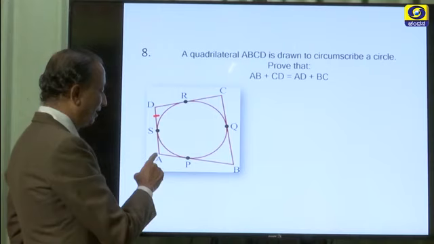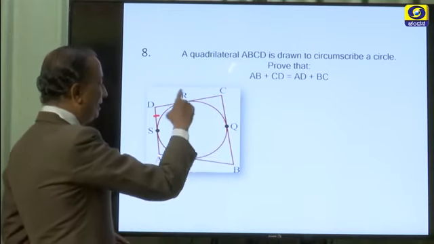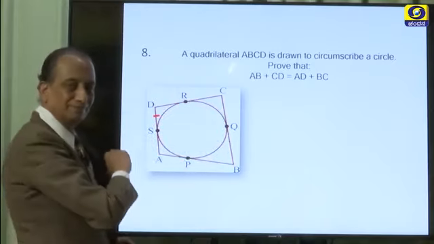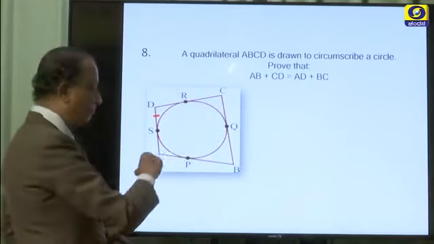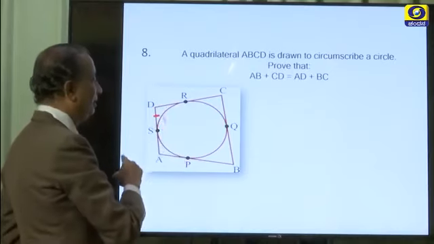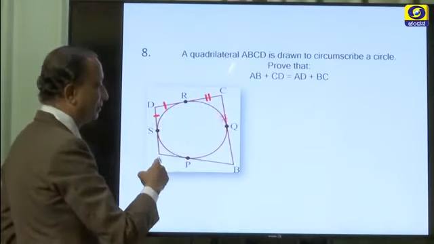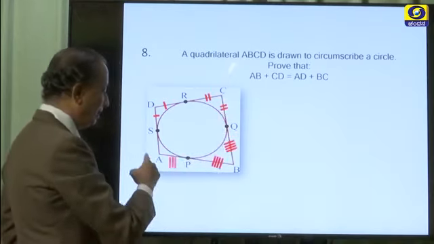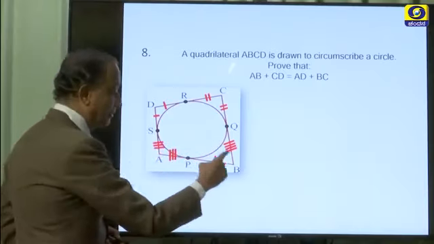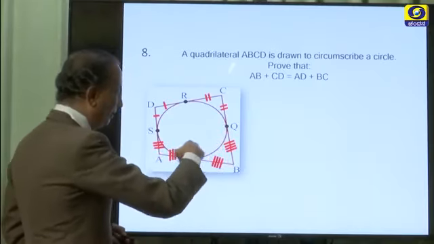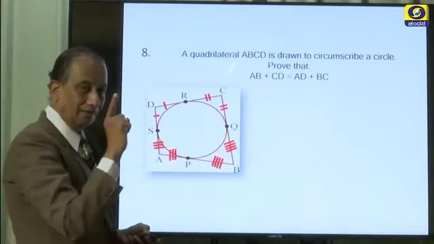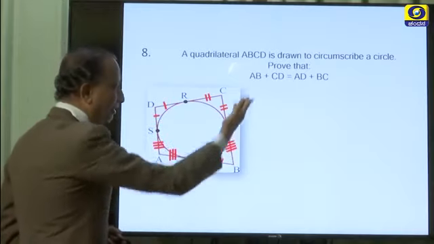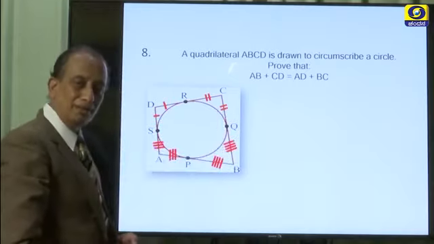So, you can consider A, B, C and D are the external points to this circle. Okay. If you consider D as the external point, then DS is equal to DR. Then, for the same reason, CR is equal to CQ, BQ is equal to BP and AP is equal to AS, because tangents to a circle from an external point are always equal. 4.2 theorem, just recall that. So, with this information, let us find out what is AB plus CD.